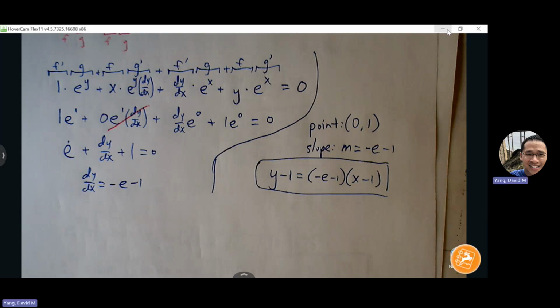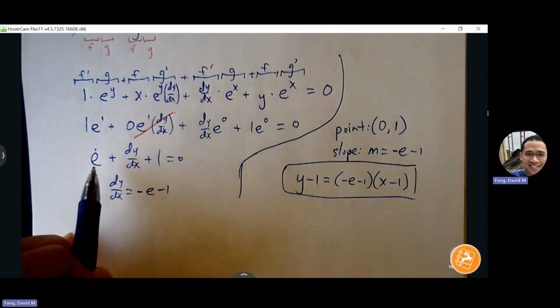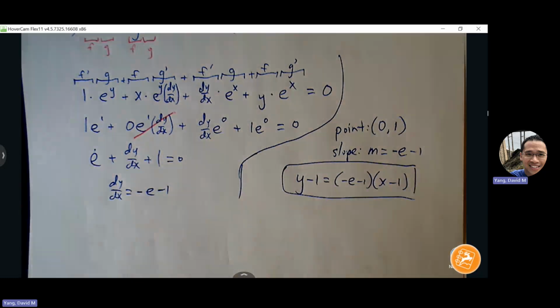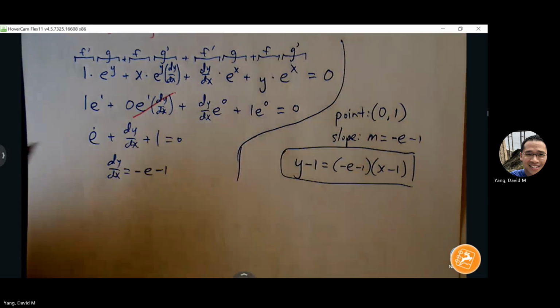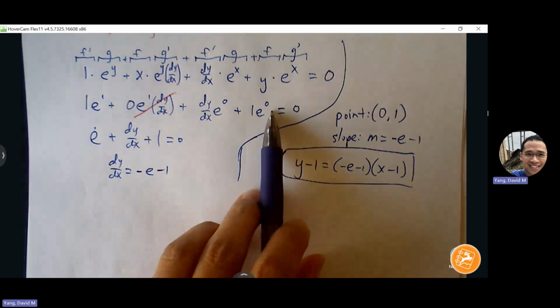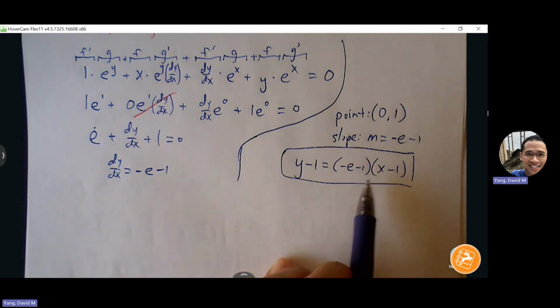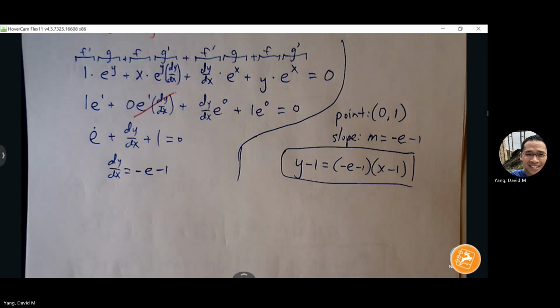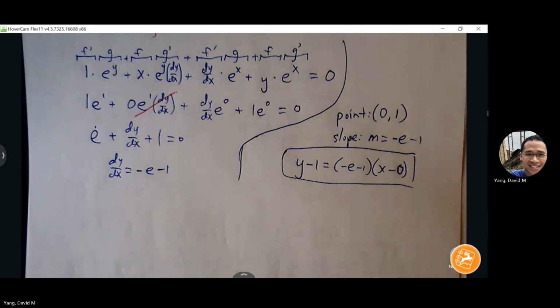How come the first one equals 1? Because e to the first power is just going to be e, right? Now, if it was 0 times e to the first power, then it'll go away. It'll be 0. If the exponent is 0... No, the point is (0, 1), so why would... Oh, sorry. It's x minus 0. Sorry. Okay.